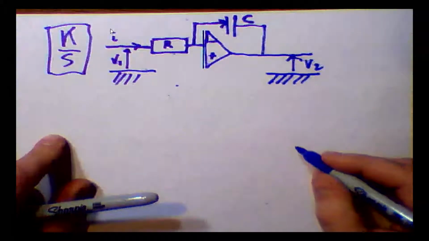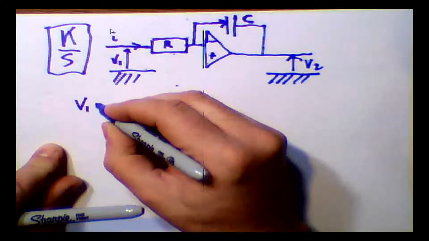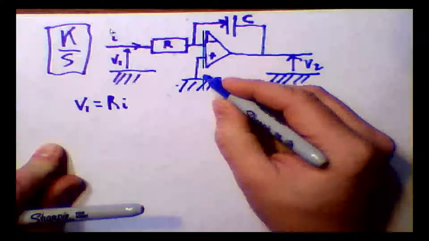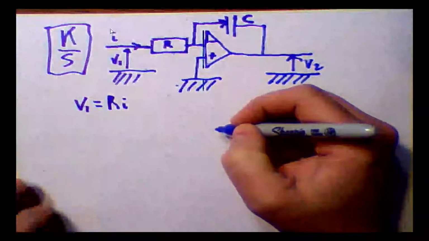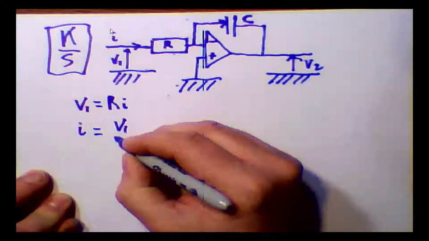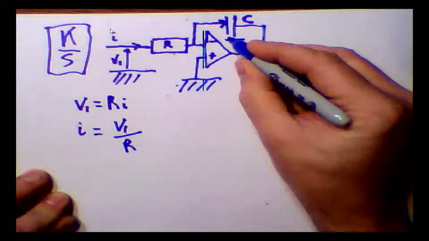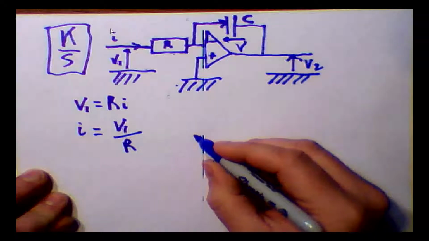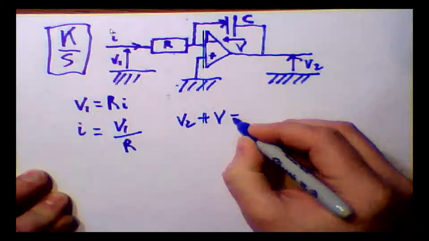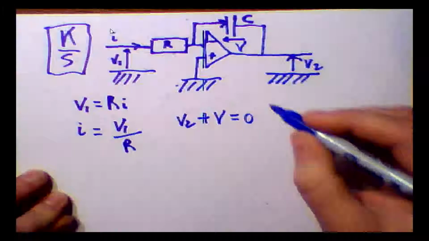If the voltage V1 satisfies V1 is equal to R times I, as it should, because of the connection of the plus pole to the ground, then we get that I is equal to V1 over R. If we call V the voltage across the armatures of the condensator, we have that V2 plus V must be equal to 0 by going through that circuit, and noticing again that the voltage across these two armatures is 0.